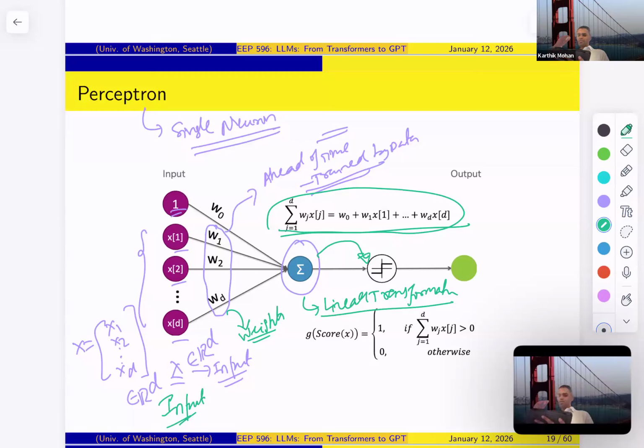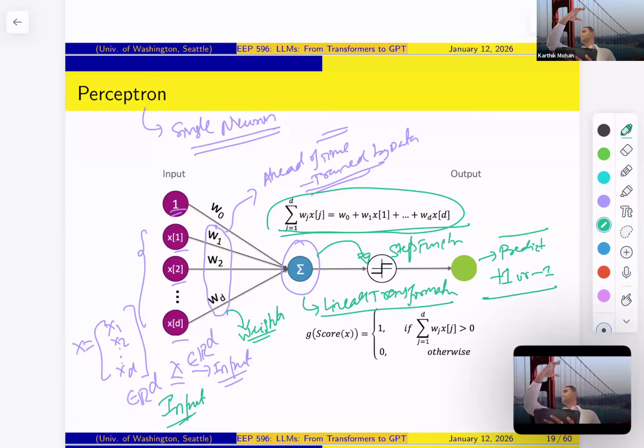If it's above 0, you say it's a positive class. If it's below 0, it's a negative class. It's very simple. So that's a step function. And then you predict +1 or -1. So that's how you go from something that's quantitative, floating point vectors, transform it through the weight vector, and make it go through the step function, and then generate +1 or -1.